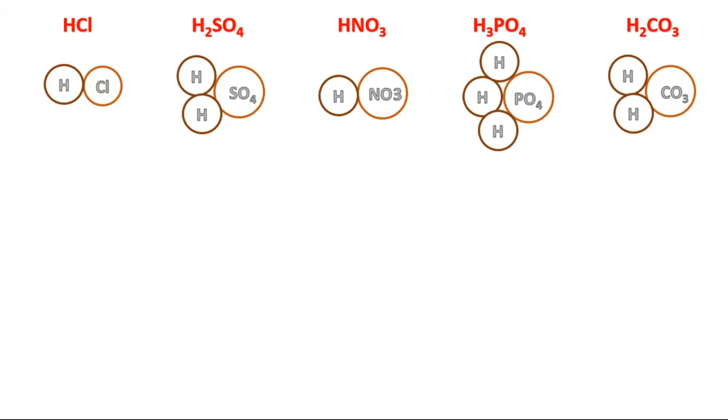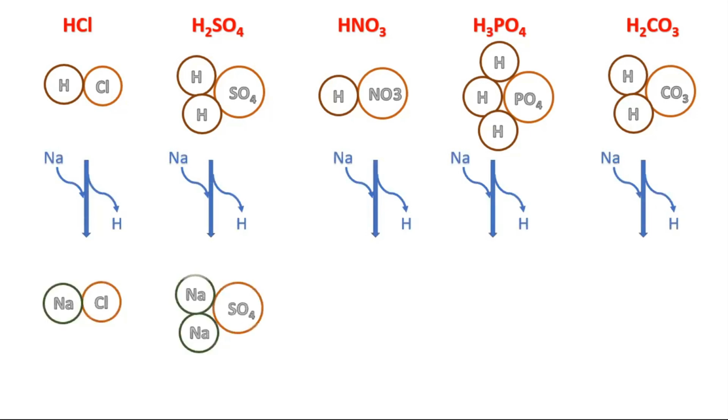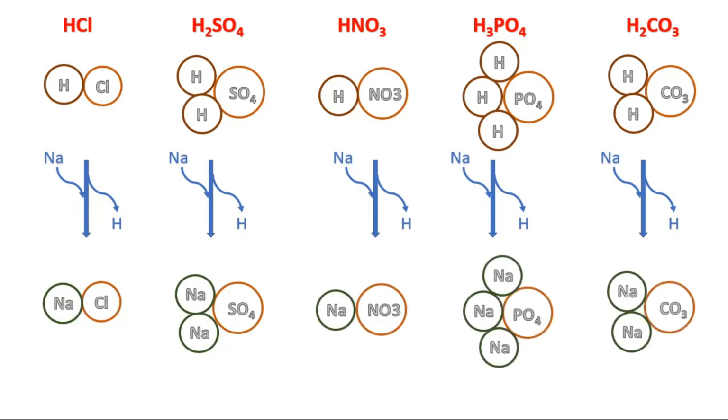So they must be producing chloride, sulfate, nitrate, phosphate, and carbonate salt. Just for a case purpose, let's assume we want to replace hydrogens with sodium. And what we get are sodium chloride, sodium sulfate, sodium nitrate, sodium phosphate, and sodium carbonate. See, all these are sodium salts.